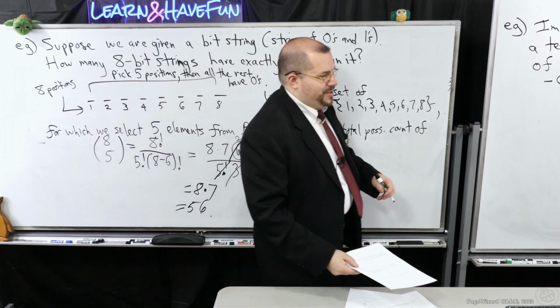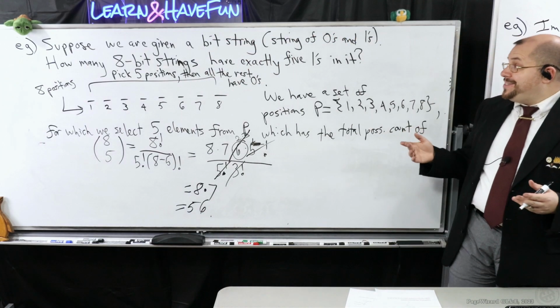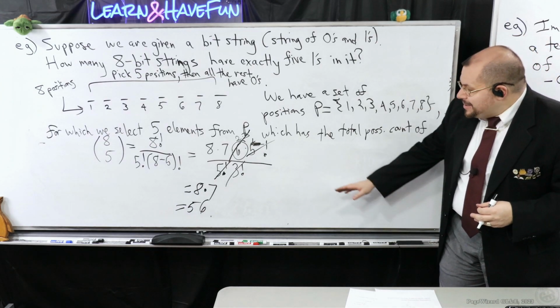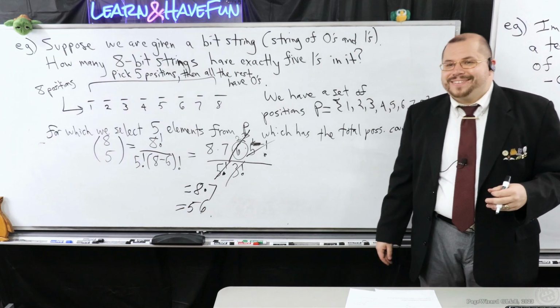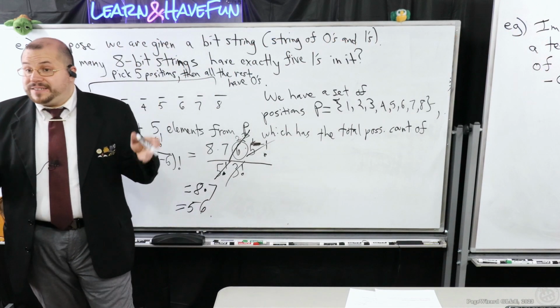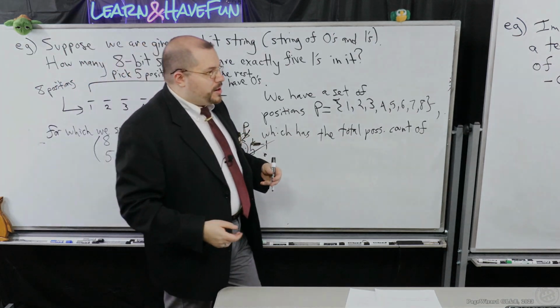Completing our example. So if somebody asks you, how many 8-bit strings have exactly 5 ones in them? The answer is 56. So that's all I have to say about k combinations specifically. There's other kinds that we're going to be discussing here shortly.